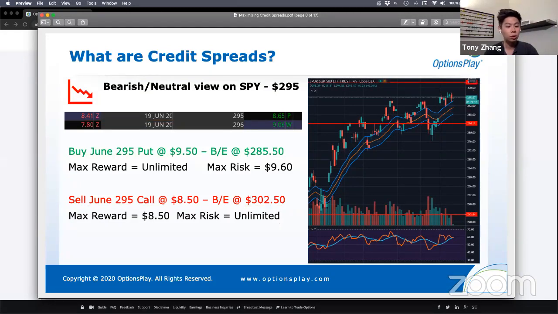So a call option really allows you to profit if SPY stays sideways or moves lower. But the only downside is that if the market really plummets, the max reward here is limited to just $8.50. You would have been better off buying that put option if you really think the stock is going to make a big move. Now, in this particular case, we don't particularly think the stock is going to make a big move.